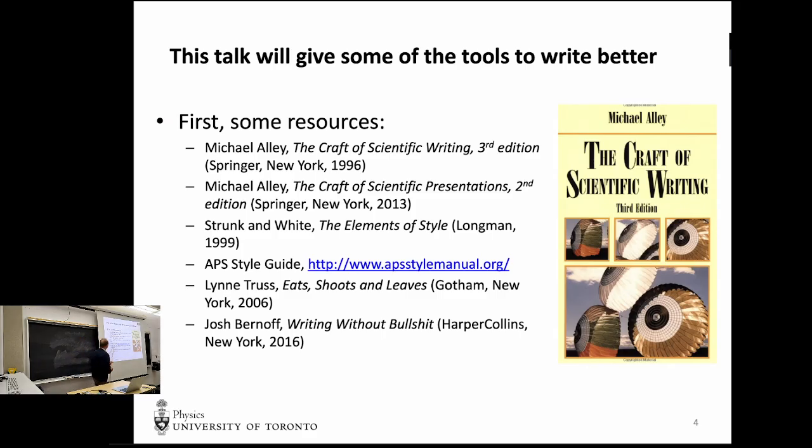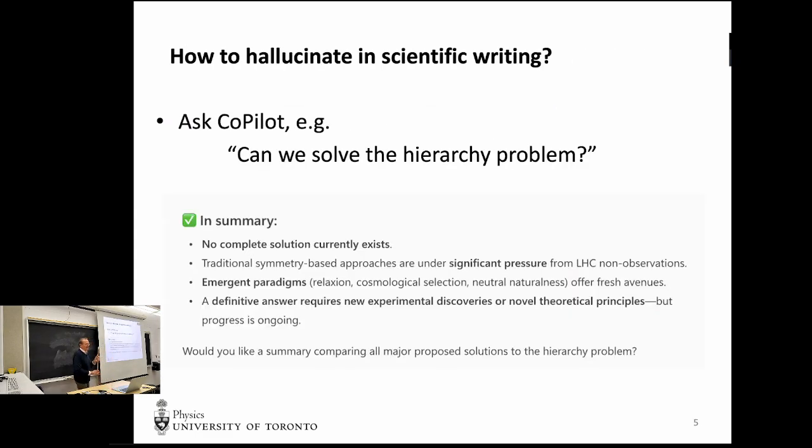And the APS style guide is a good reference for those who are writing in physics. For those who want to have fun, Lynne Truss's book, Eats, Shoots and Leaves, is a fun little book that talks about punctuation. Has anyone read Eats, Shoots and Leaves? Even the title tells you something about what's going on here. Is someone shooting something, or is someone eating shoots? But okay. And then I'll talk a little bit about this last one, Writing Without Bullshit, which is an interesting topic in itself.